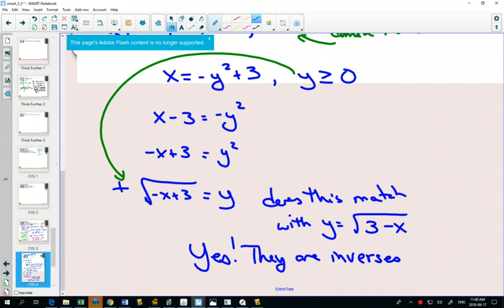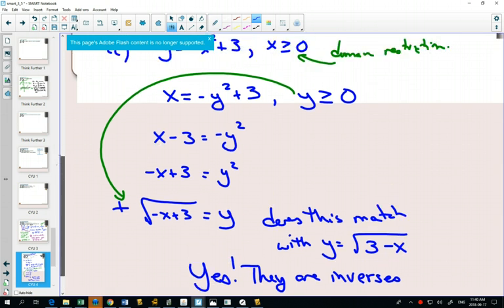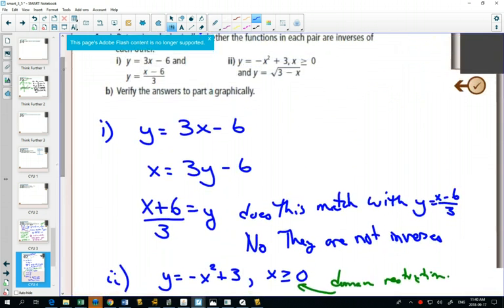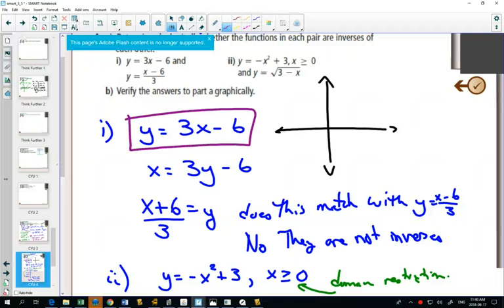How would we verify these answers graphically? Well, for A, if I were to graph both of these, the easy one to graph is 3x minus 6. I'll graph that one in purple. We have a y-intercept of minus 6, a slope of 3, so I would go up 3 over 1, up 3 over 1. And there's my purple graph. It has points.